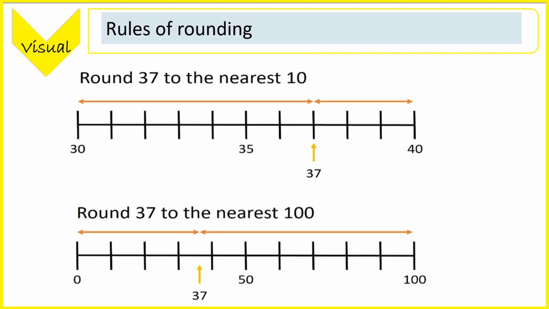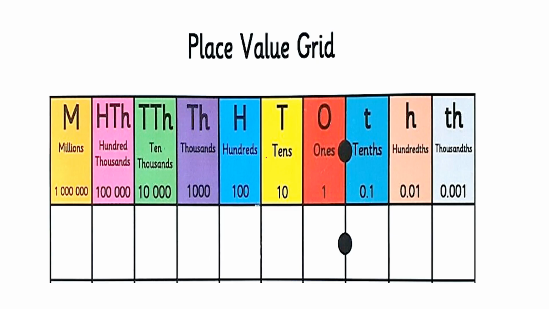Hi, class. Today we're going to be talking about the rules of rounding, and to be more specific, rounding certain numbers to certain place values. So we have to look at a place value grid for that. When I ask you to round to the nearest tens, you have to know where the tens are. And when I ask you to round to the nearest hundreds, you have to know where the hundreds are in terms of a place value.